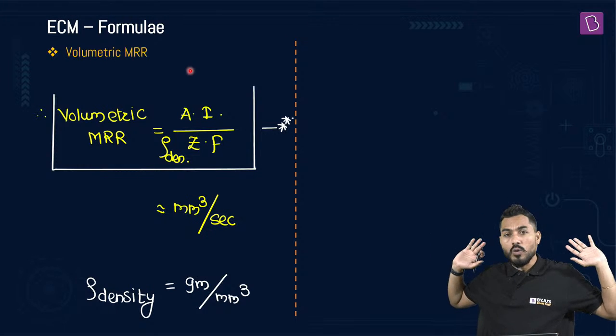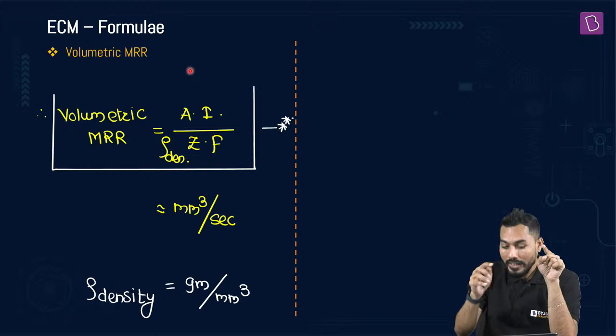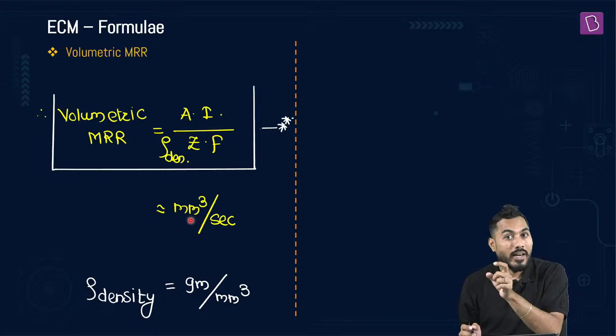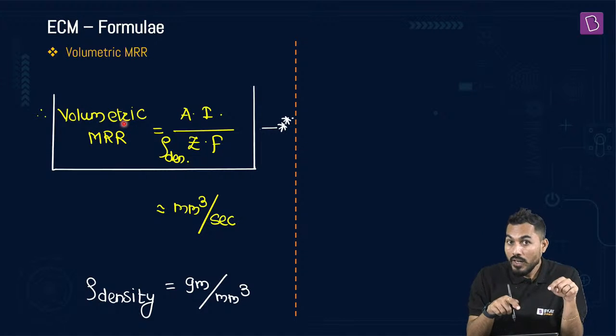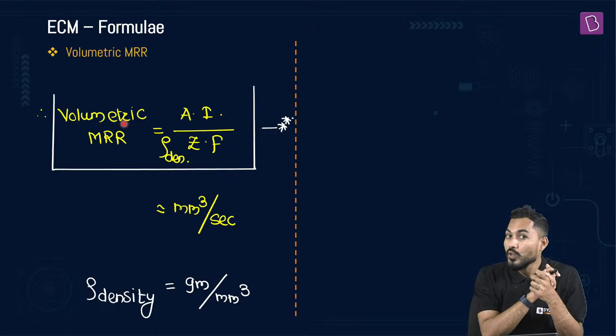Okay, sir, calculate. In the bracket, what is written? It is written like gram per second, or it is written like mm cube per second. So from the unit you have to understand whether we have to go for volumetric MRR or whether I should go for the mass material removal rate. I hope you are understanding this, right?